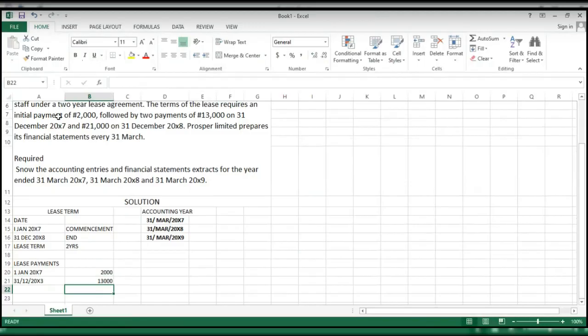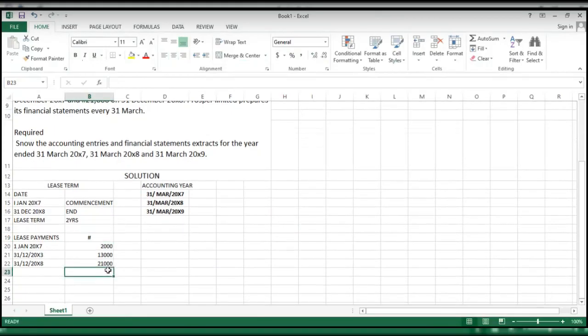Then on 31 December 20x8, another payment of 21,000. So what is the total payment of the lease? Let me just put the Naira sign here. The addition of the 3. So the total lease payment is 36,000. 36,000 naira is the total lease payment.